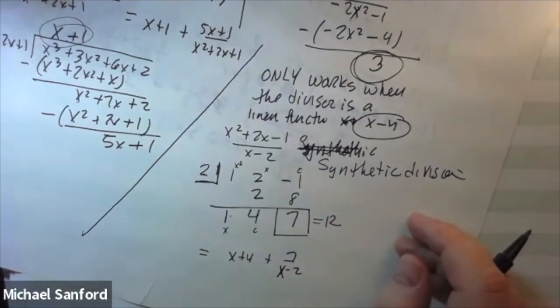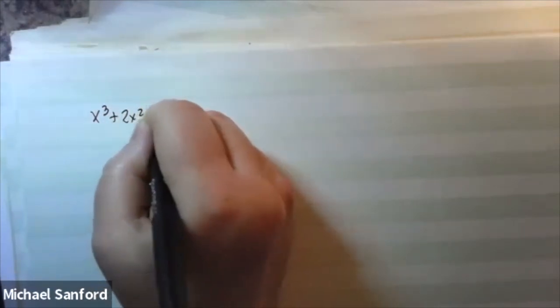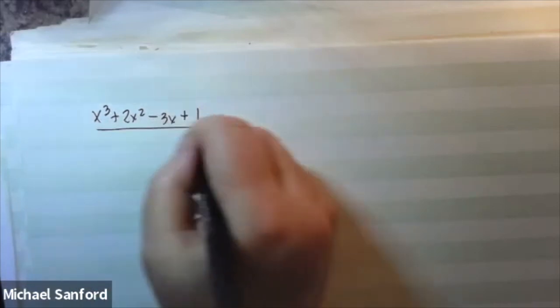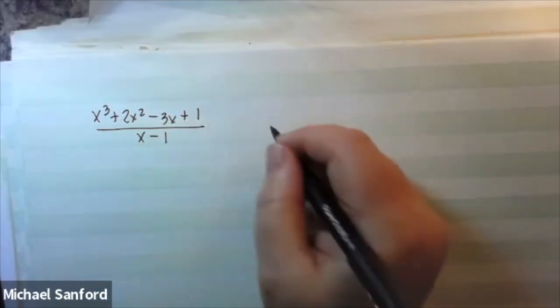All right, let me try another one. Let's say I have something like x cubed plus 2x squared minus 3x plus 1. Let's say we want to divide it by x minus 1.